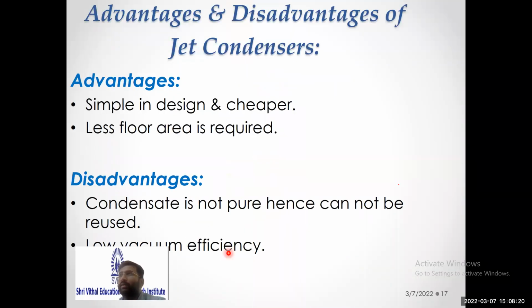So what are the advantages and disadvantages? Advantages: it is simple in design, cheaper in cost, and less floor area is required for the heat transfer between steam and water. Disadvantages: the condensate is not pure because there is direct mixing, there may be impurities. And secondly, low vacuum efficiency. What is vacuum efficiency? We'll see later. For the time being, write down these advantages and disadvantages.